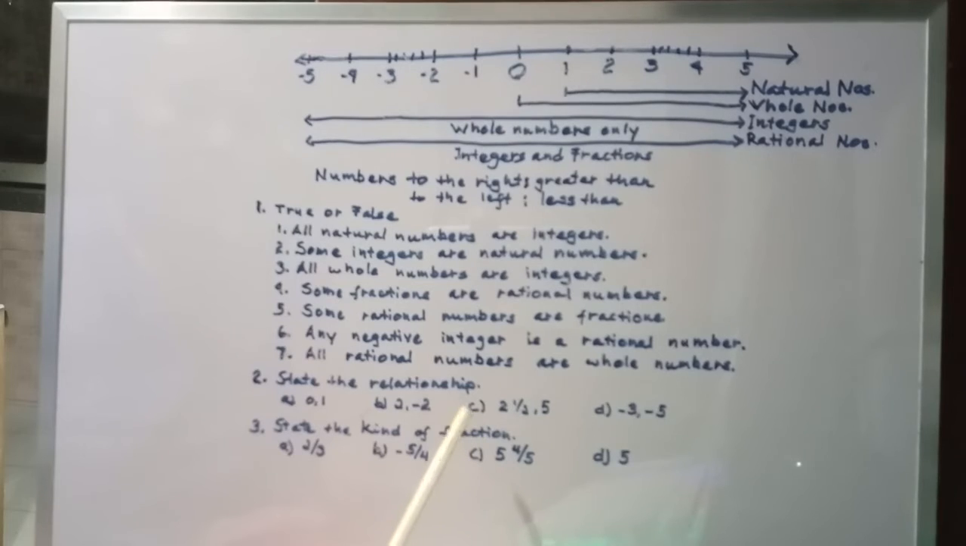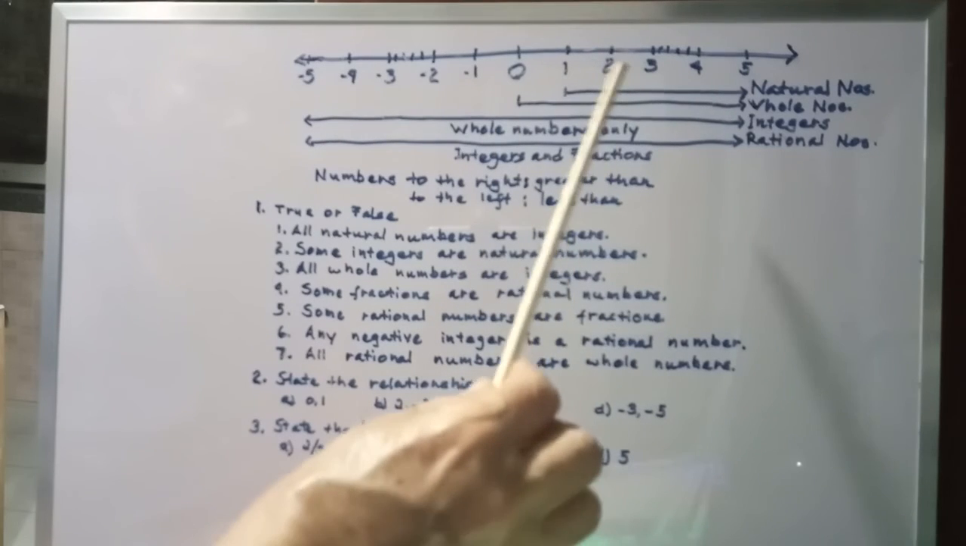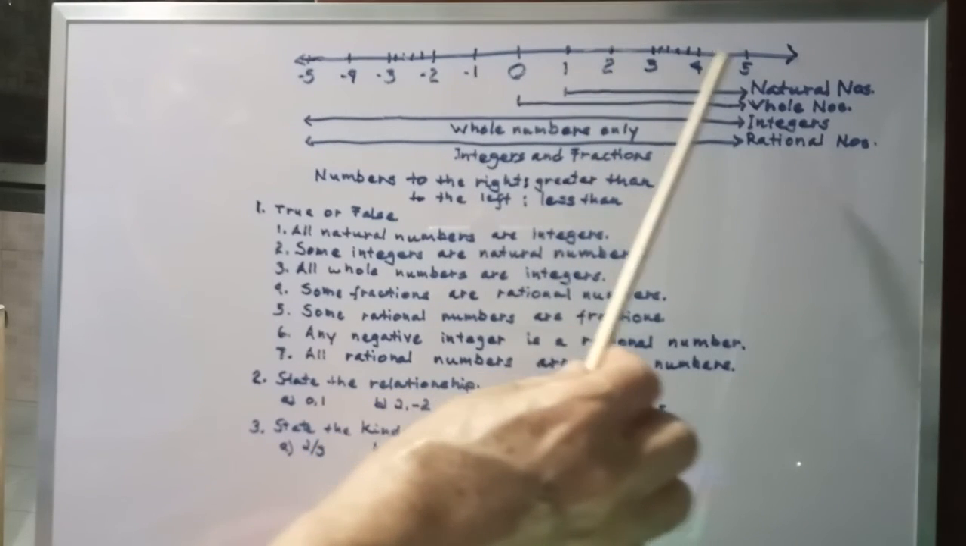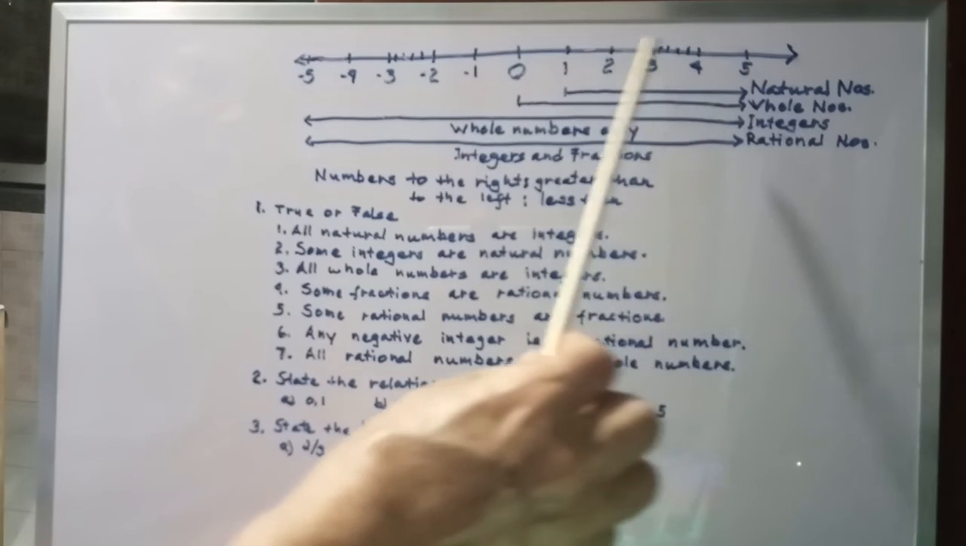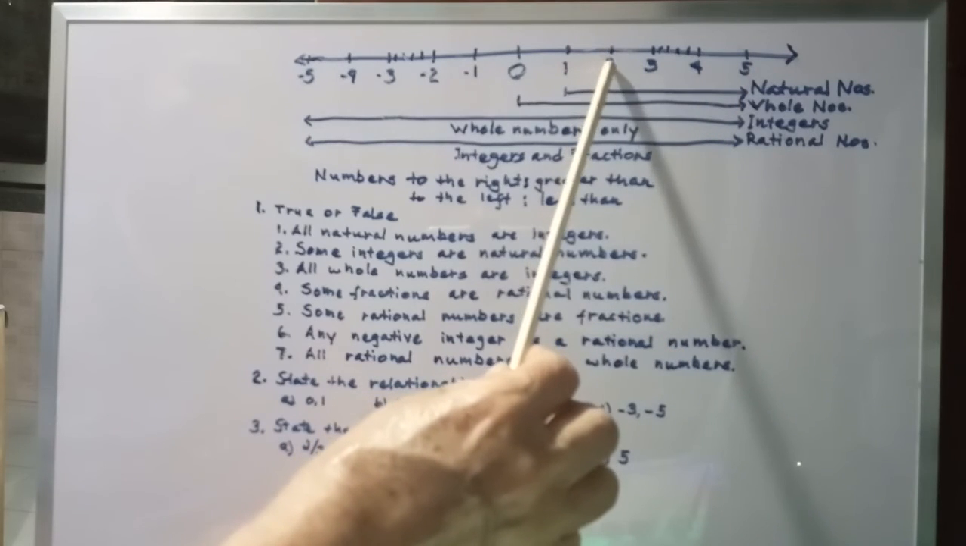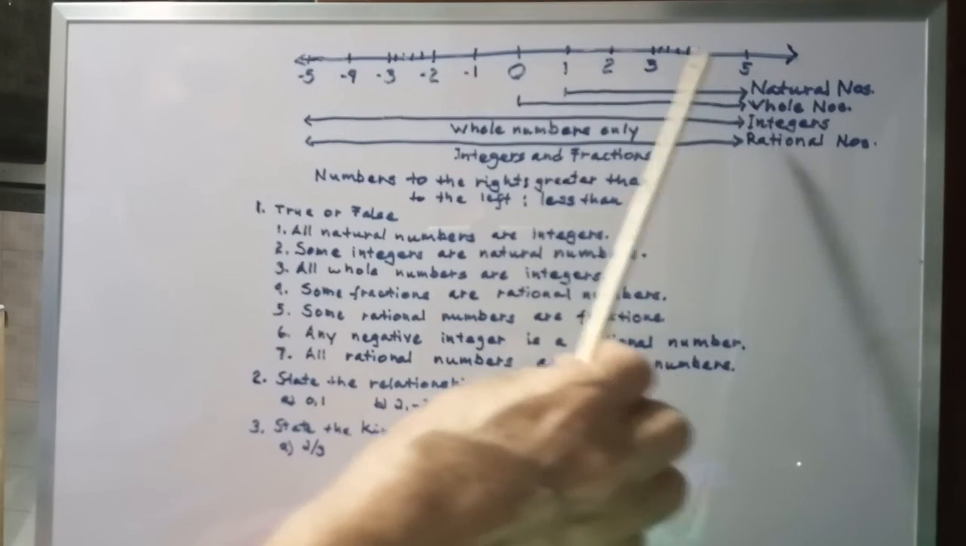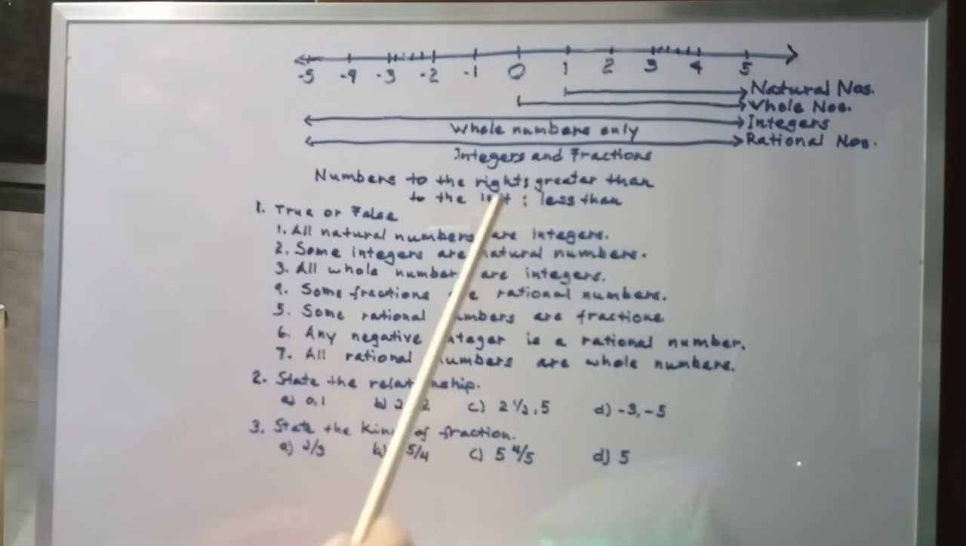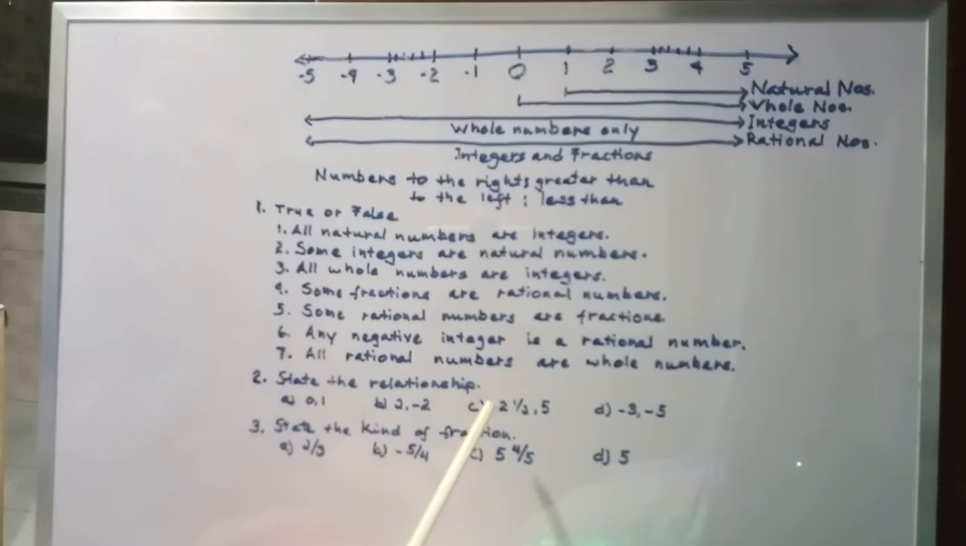Number 3, or letter C, 2 and 1/2 and 5. Where is 2 and 1/2? 2 and 1/2 is somewhere here, and you have there 5. And 2 and 1/2 is to the left of 5. Therefore, by definition, the relationship is less than.